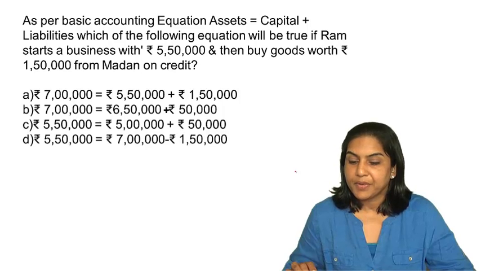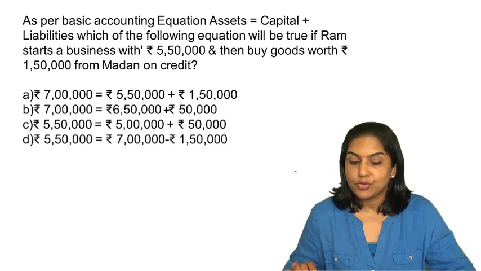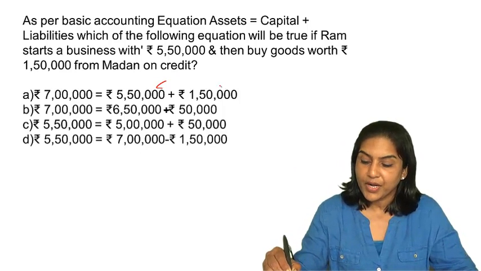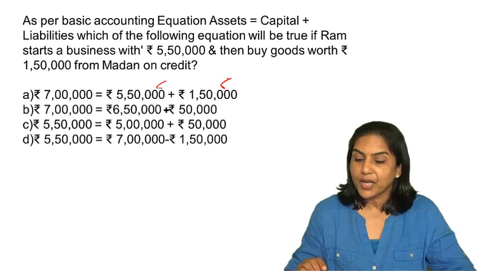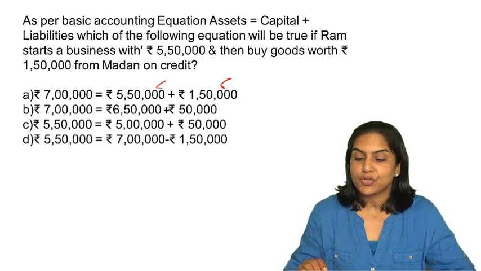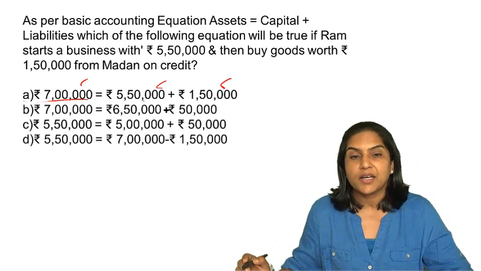So what has happened as per the thing, if Ram starts a business, so 5,50,000 is the capital and then buys goods worth 1,50,000 on credit. So 5,50,000 capital, 1,50,000 credit seems to be okay. And what was the assets? Assets would be capital 5,50,000, cash would have come in, goods of 1,50,000, 7 lakh. So option A seems to be the correct option.